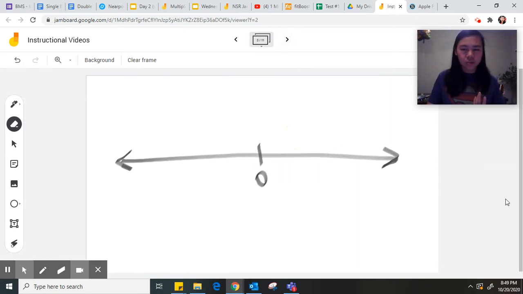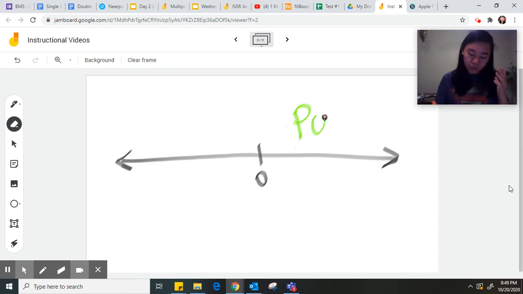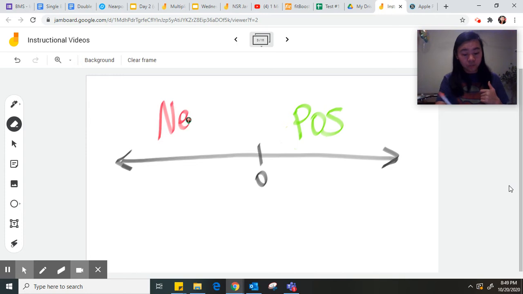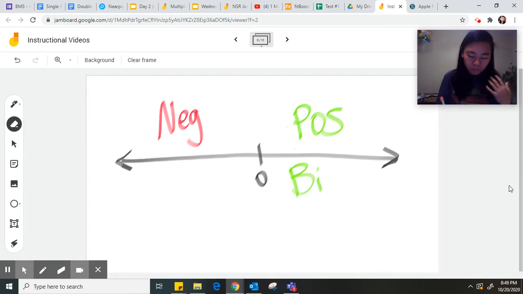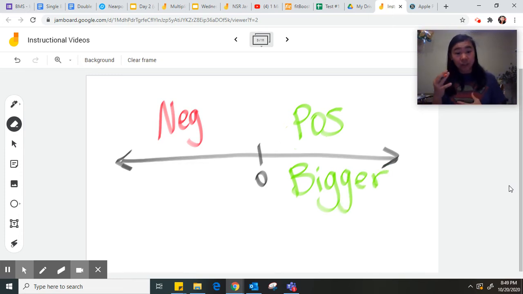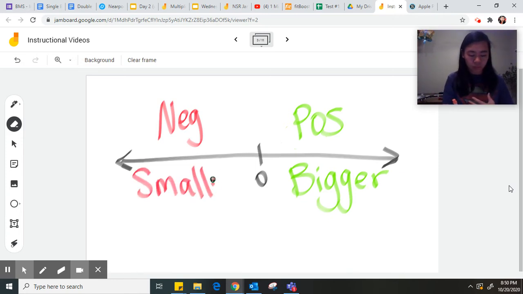Now, before we get to comparing these numbers, I want to talk a little bit about a number line. We know that on a number line, we have the right side of 0, and then we have the left side of 0. The right side of 0 are always going to be our positive numbers, okay? And then our left side of 0 are going to be where our negative numbers are. Now, if you're comparing numbers on a number line, whatever is on the right, just like how we have positive numbers on the right, these numbers are going to be bigger. Whatever is on the left, just like how we have negative numbers on the left of 0, these numbers are going to be smaller. Alrighty? Okay, let's keep on going.